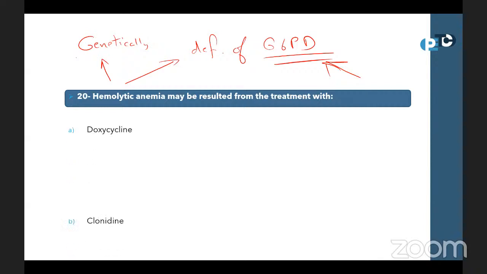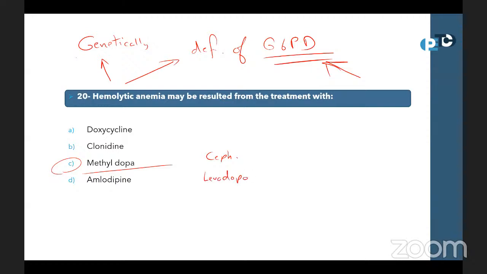Like what? Let us see the choices here. Doxycycline, clonidine, methyldopa, or amlodipine. Methyldopa is one of the main drugs that may lead to hemolytic anemia due to the deficiency of glucose 6-phosphate dehydrogenase enzyme. Other drugs, like what? Cephalosporins, levodopa. Okay, those also may lead to deficiency of glucose 6-phosphate dehydrogenase enzyme, which may lead to hemolytic anemia.